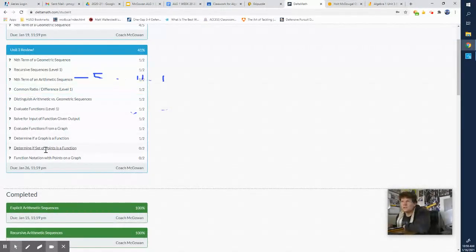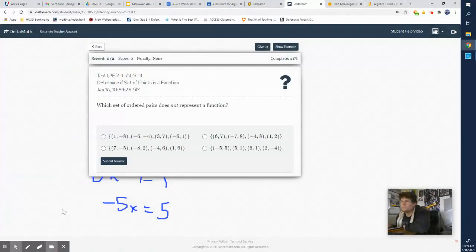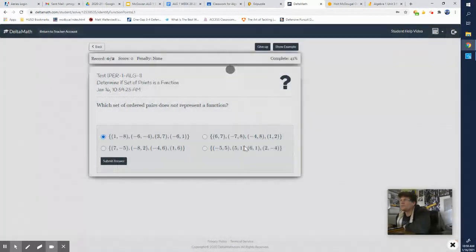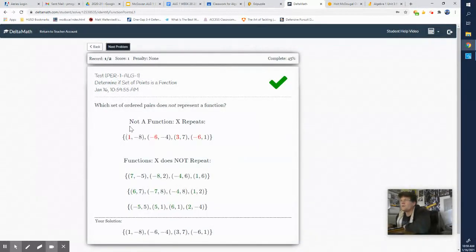Only a couple more here, guys, looking at our next one. We've got this here. We're looking for which one does not represent a function. Remember, functions have no repeating x values. So if I want the one that does not represent, I want the one with repeating x values. 1, -6, 3, -6, -6, -6 repeats. We only had to check one. That was nice. Not a function repeats. Functions do not repeat.